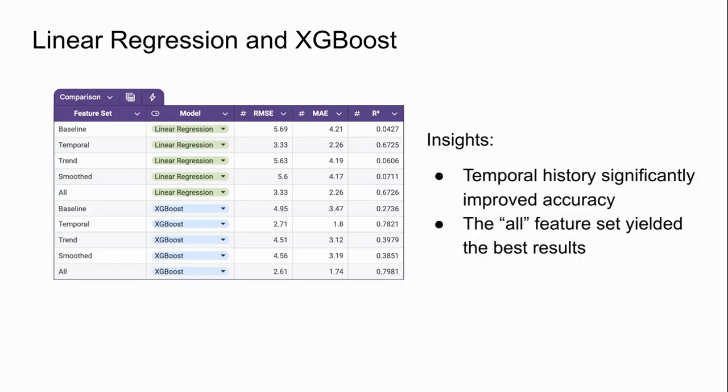Here, we only used the all feature set since it had the highest accuracy, or R squared score, for both models. One key takeaway was that temporal history features made a huge difference. Including things like previous delta or RSSI really helped both models perform better. Linear regression had a smaller size and was super fast. Gradient boosting gave us the best accuracy overall while still being compact enough for real-world use.